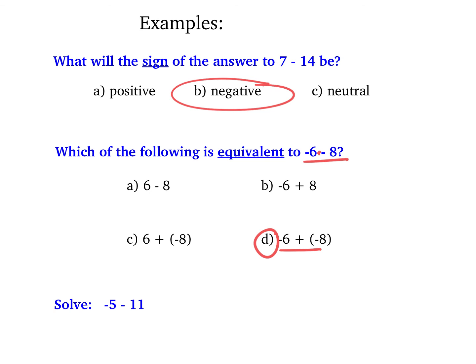Negative 5 minus 11, again, I like to visualize I'm at negative 5, I'm dropping even further into those negatives. So that would give me a negative 16. If you need an in-between step, you could think of this as negative 5 plus negative 11 to help you figure out to add those together and keep your negatives.